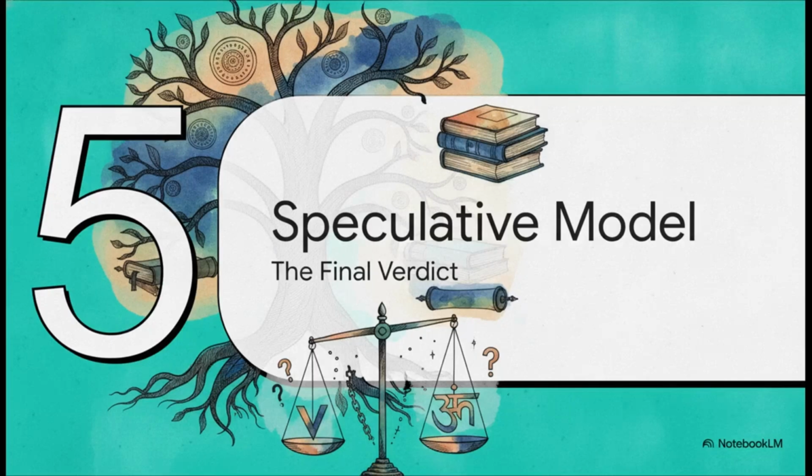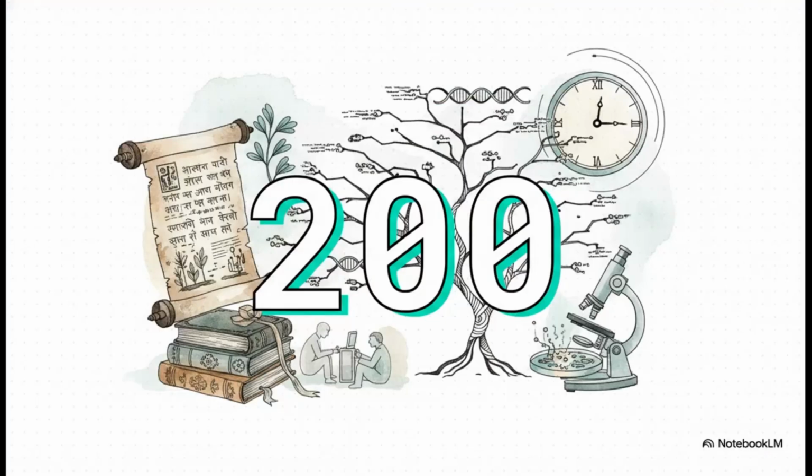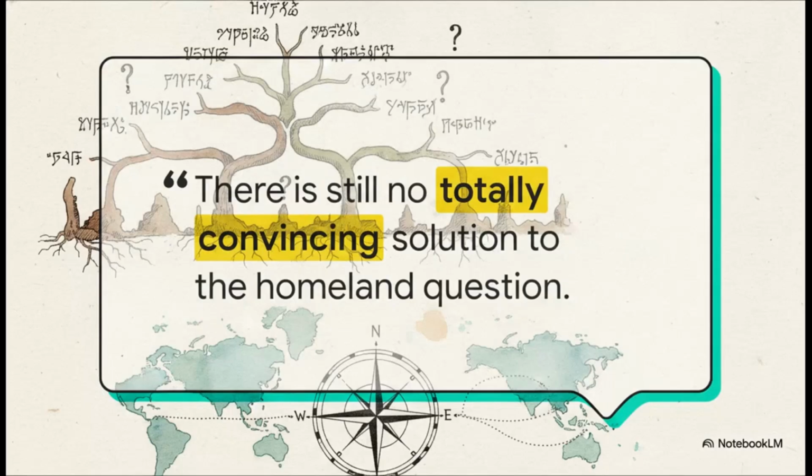This brings us to our final section, Section 5, a speculative working model. Over 200 years of intense scholarship, highly sophisticated ancient DNA studies, and phylogenetic computational analyses have been poured into proving this exact family tree. Generations of academics have tried to lock this down as settled historical fact. And yet, what is the current scholarly view? J.P. Mallory, who is widely recognized as one of the field's top experts, offered a very telling admission in his 2025 assessment. He stated plainly, "There is still no totally convincing solution to the homeland question."